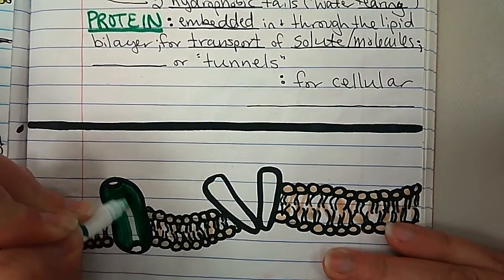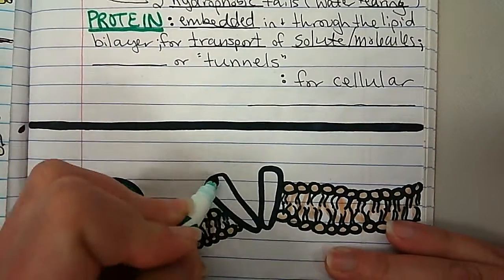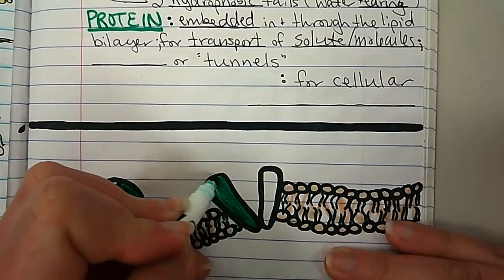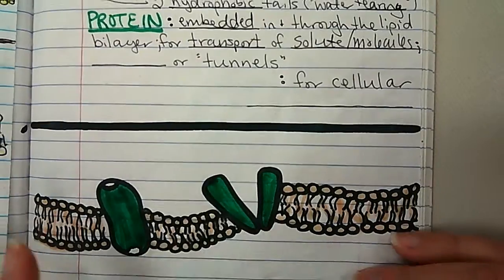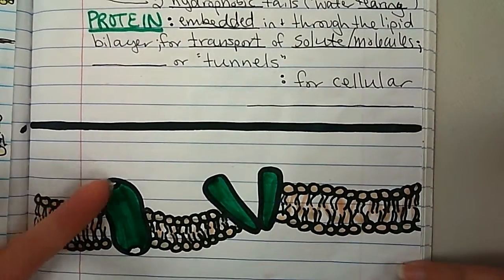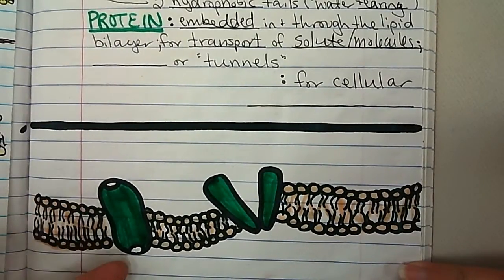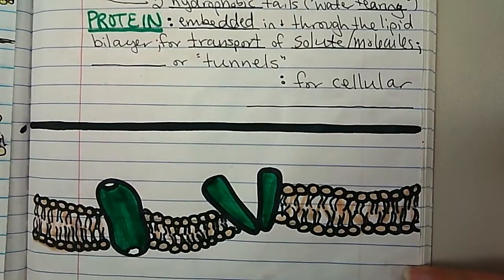These are terrible drawings because I did it. But I kind of tried to give you two different examples. One of them, and we'll get into this later when we talk about diffusion, but this is just kind of like a tunnel. You drive through a tunnel, through a mountain, it's just open. If you can fit, you can go kind of thing.